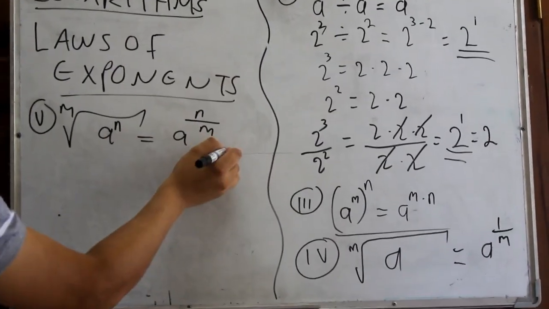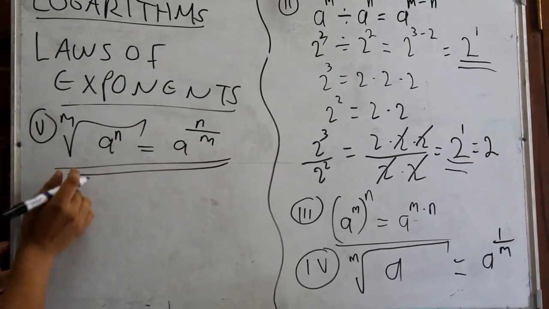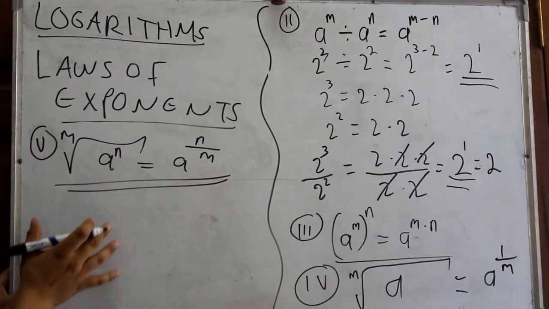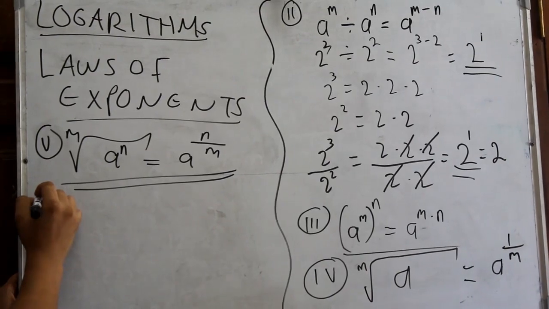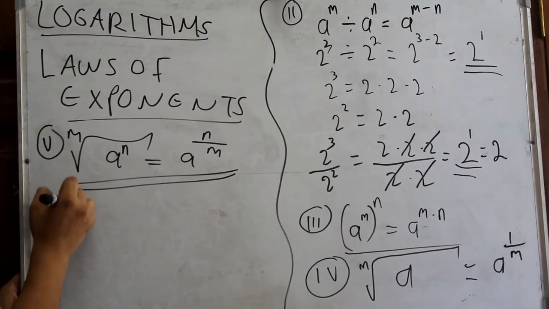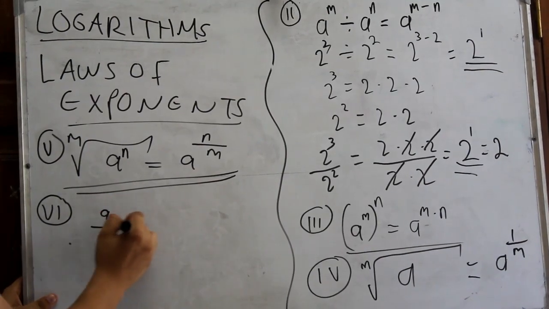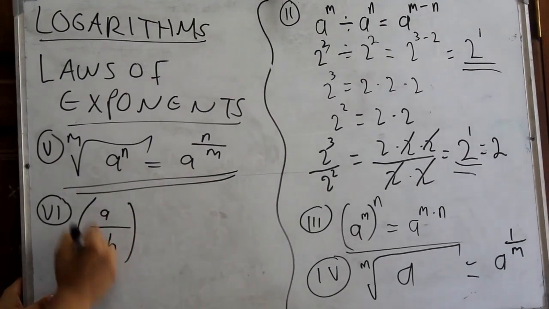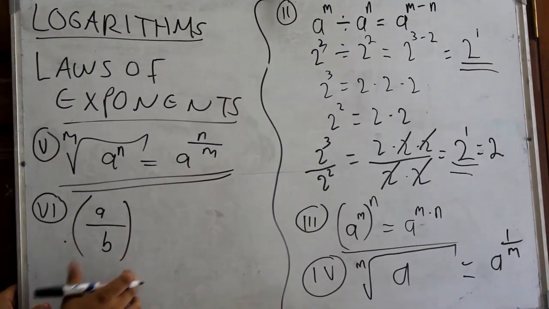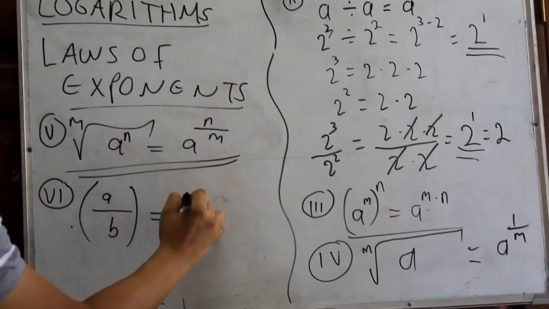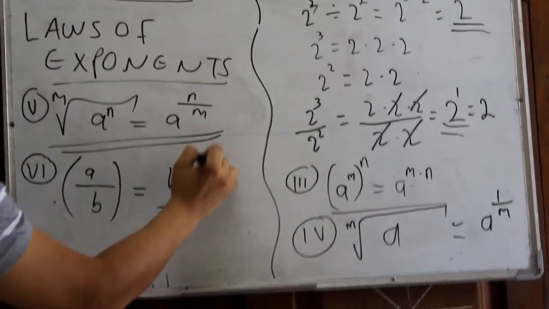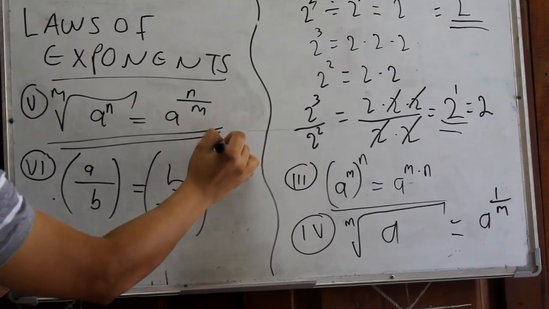So guys, this is something very important to understand about it. And also I can write another one, which is going to be number 6. If I have a over b, now this is the same as saying b over a, but writing an inverse.